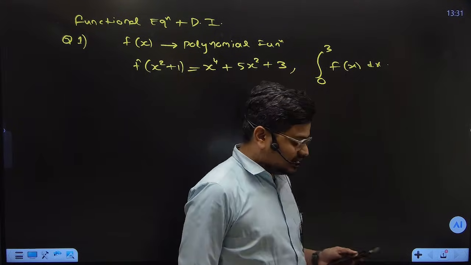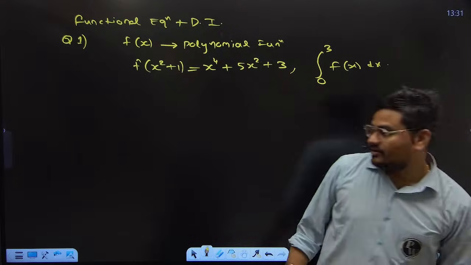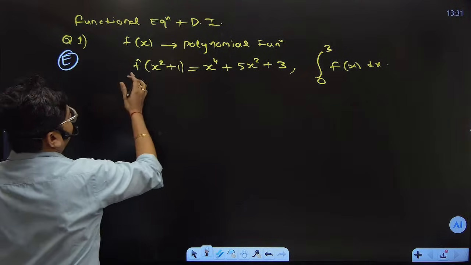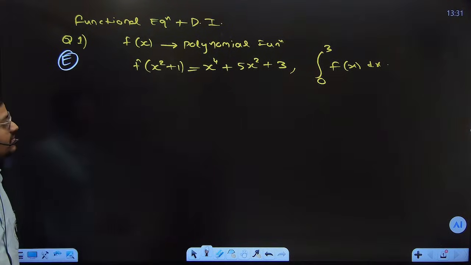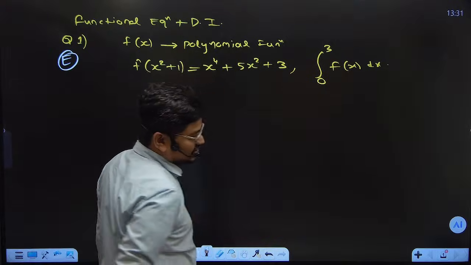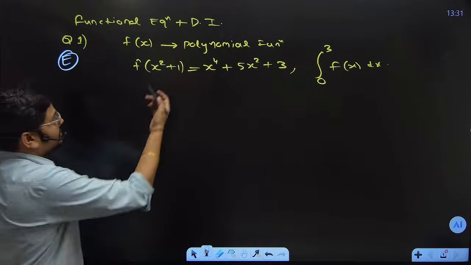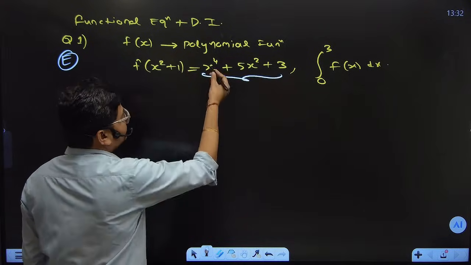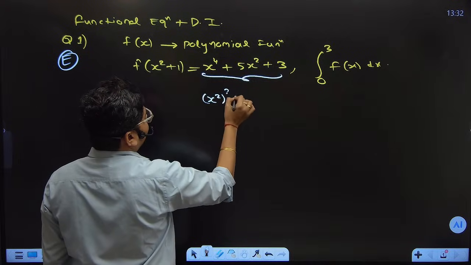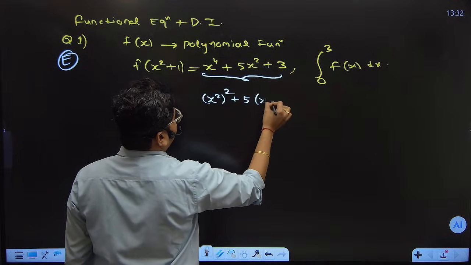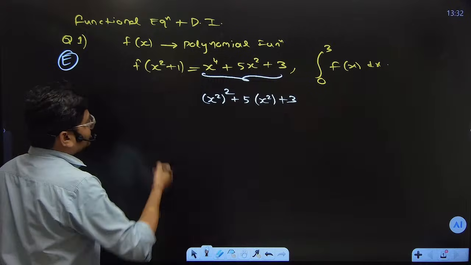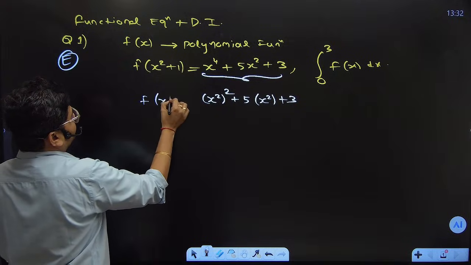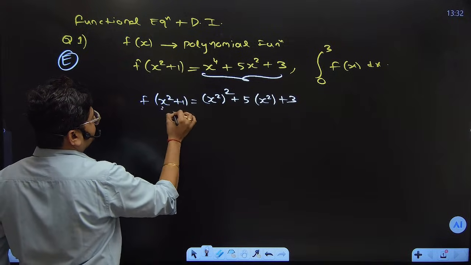Okay, so this seems to be an easy question. I would put this under the easy category, because if you are able to crack what the f of x function is from this functional equation, then it's easy to evaluate the integration also. To figure out f of x, if I observe carefully, the RHS I can write as x square whole square plus 5 into x square plus 3. I'll do one simple replacement: replace x square plus 1 with t.